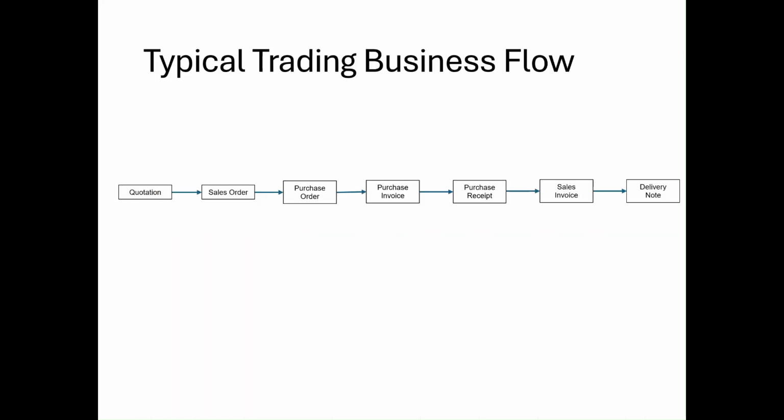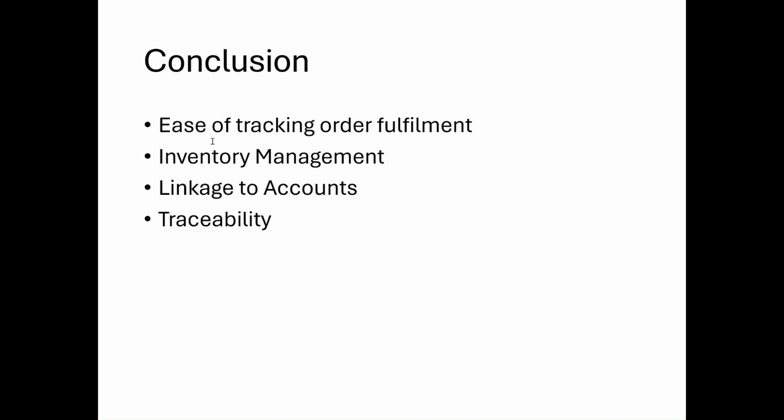So in conclusion, this software allows us to have ease of tracking order fulfillment and inventory management. We can have inventory tracked in various warehouses. I've only shown the main warehouse, which is stores, but you can also create other warehouses like finished goods. You can have a raw materials warehouse. You can have a vendor managed warehouse like VMI, and so on. So it's very flexible. Linkage to accounts is critical.